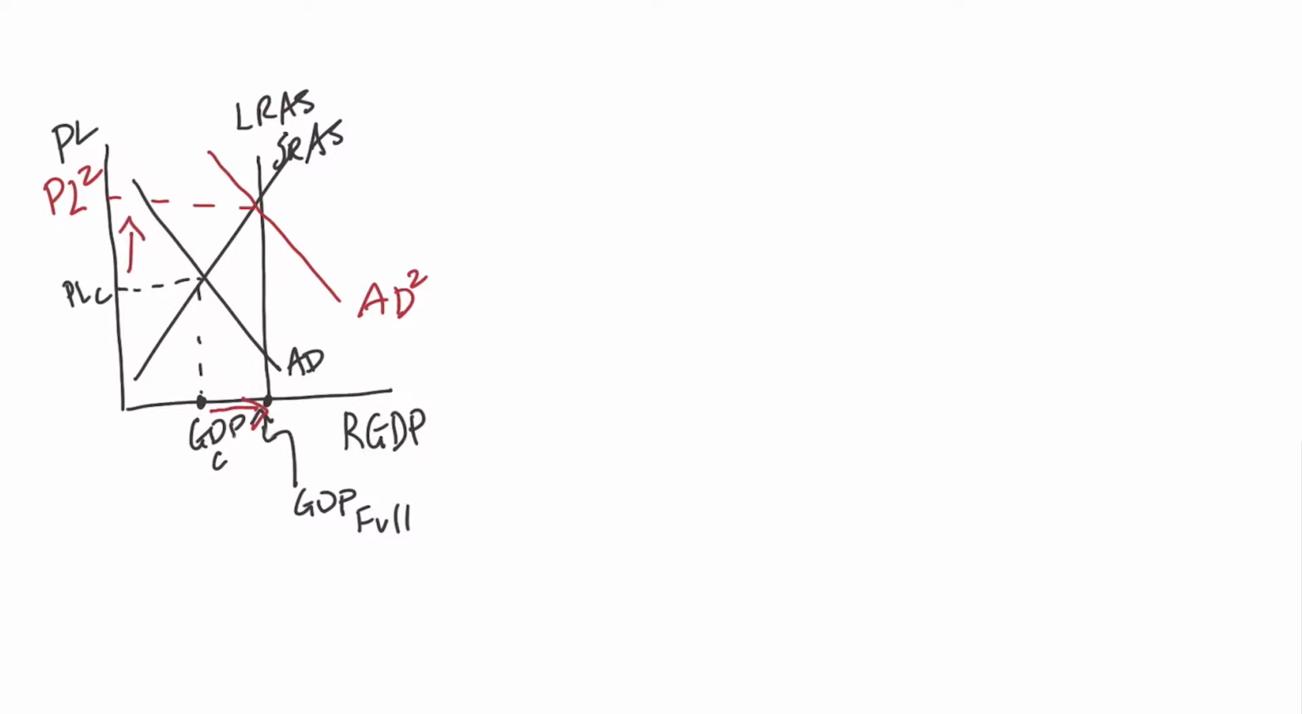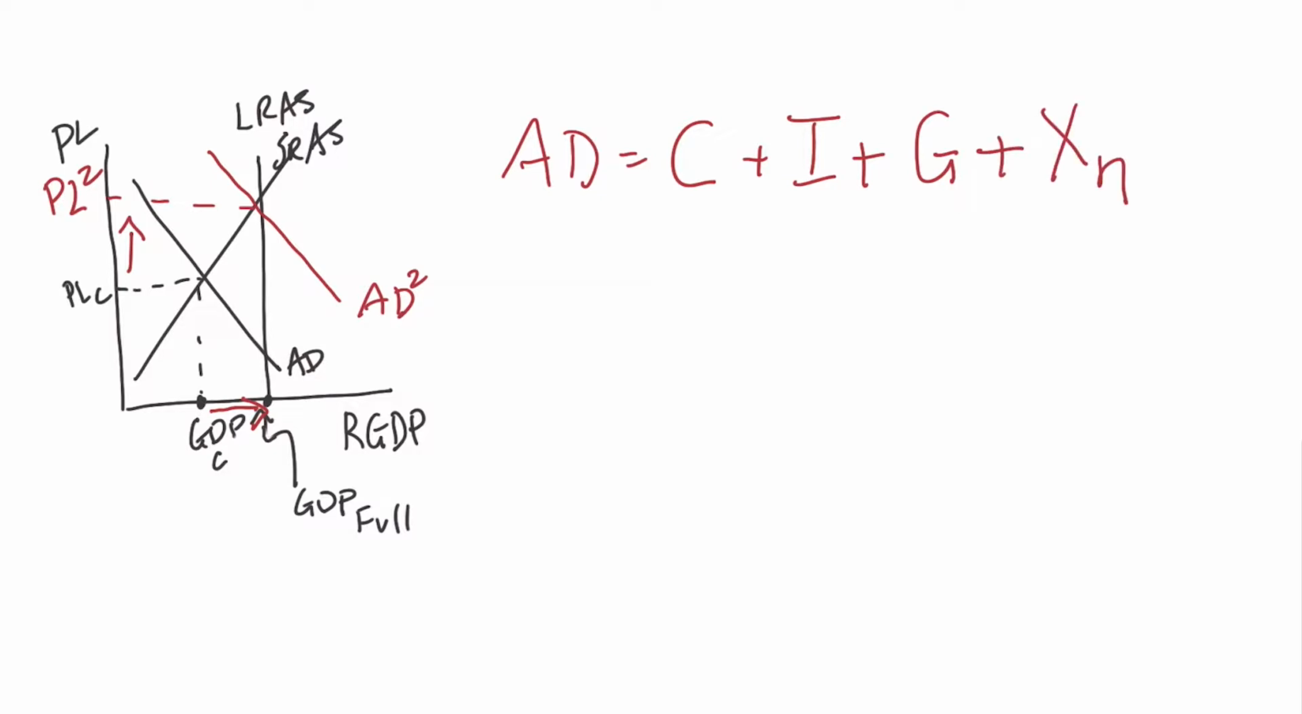You'll recall that aggregate demand equals consumption plus investment plus government spending on goods and services plus net exports. Expansionary fiscal policy involves increasing government spending on goods and services, decreasing taxes, or increasing transfer payments. First, let's look at increasing government spending.